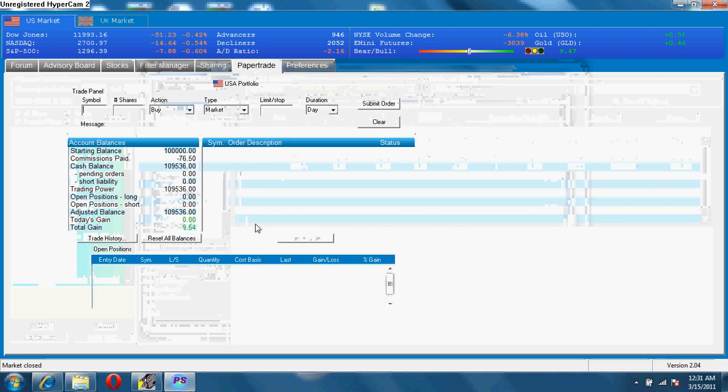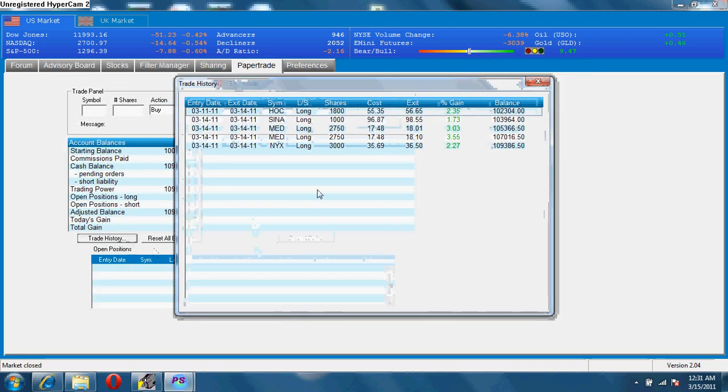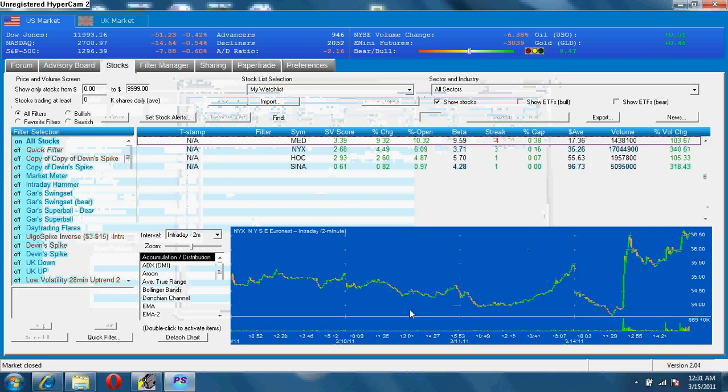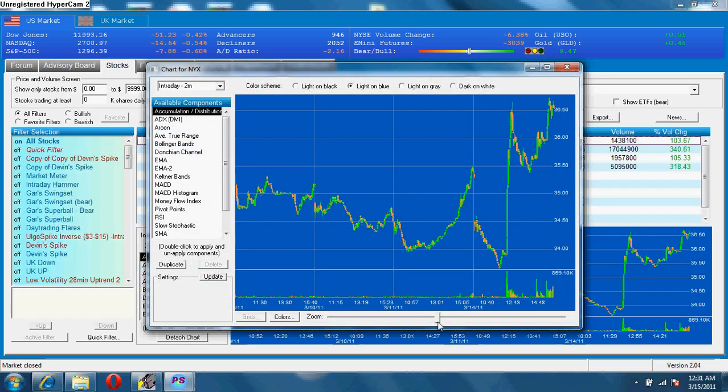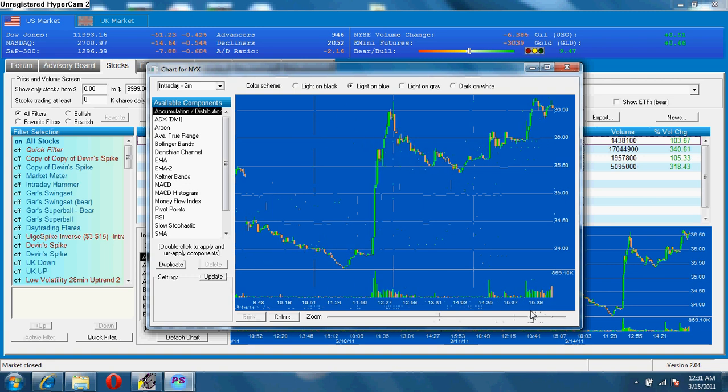NYX was the 4th one. Let's look at that. NYX cost $35.69, exit $36.50. Let's look at this one. So why did I do NYX? Okay, I remember. If I look at NYX, look at this big green bar right here. To me, that could be some sort of institutional buying.